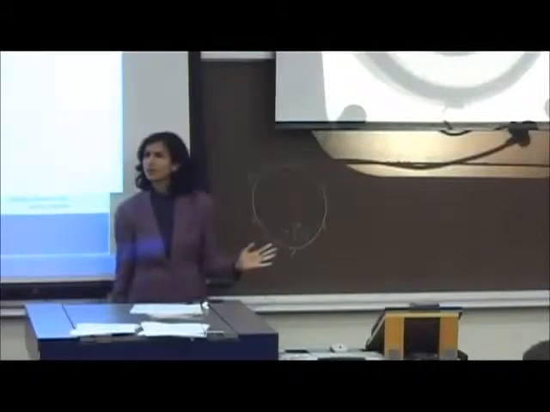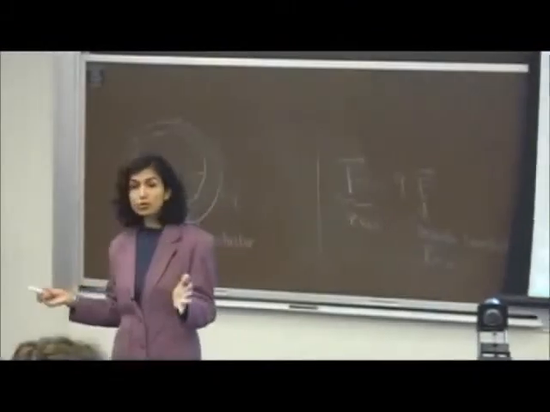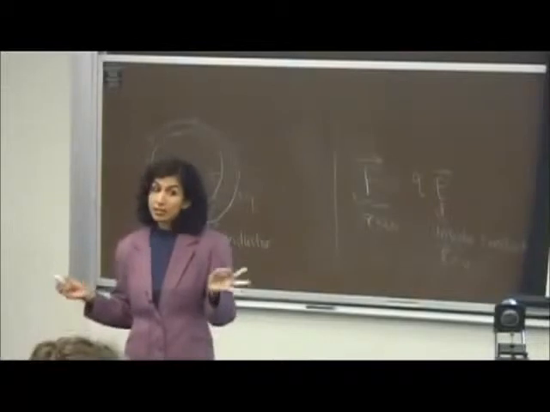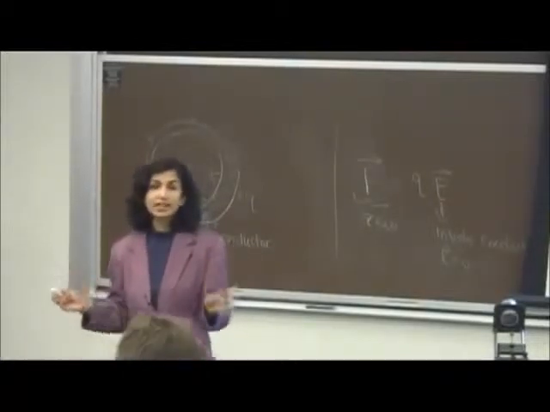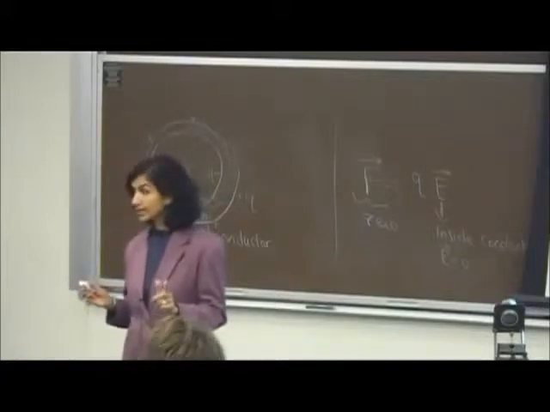Anybody? It doesn't matter whether it's a conductor or an insulator. If the charge is uniformly distributed on the surface of that thing, we already used Gauss's law to show that the electric field everywhere inside that thing will definitely be 0. Will definitely be 0, right?